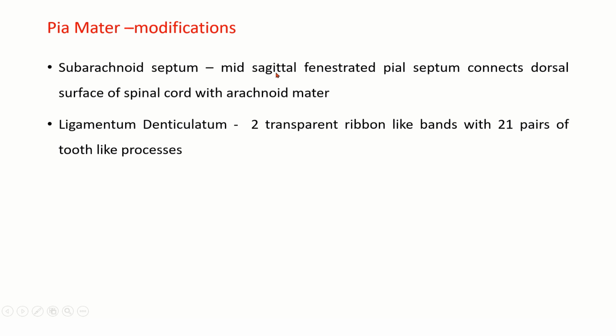So the mid-sagittal fenestrated pial septum connects the dorsal surface of the spinal cord with the arachnoid. I'll show you in the diagram next. So the ligamentum denticulatum is most important clinically. Two transparent ribbon-like bands are present on either side of the spinal cord, which separates the ventral aspect from the dorsal aspect, with 21 pairs of tooth-like processes.